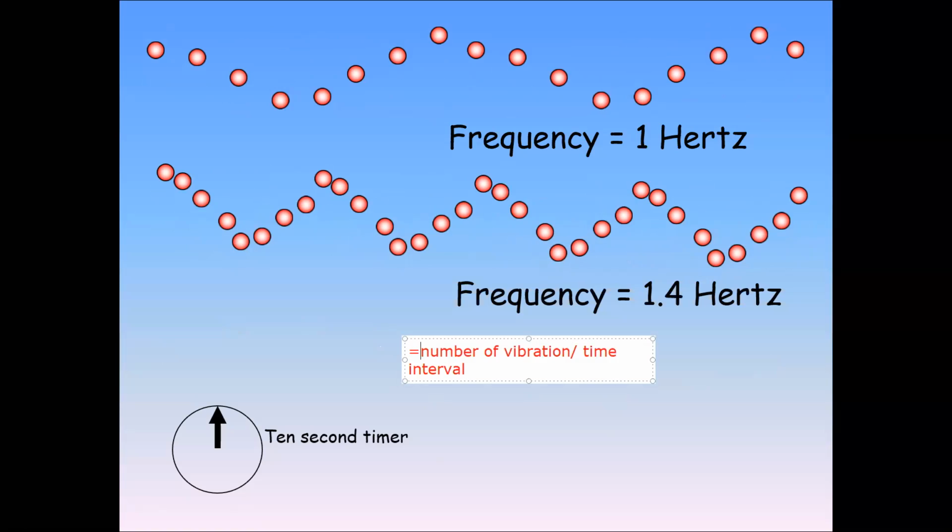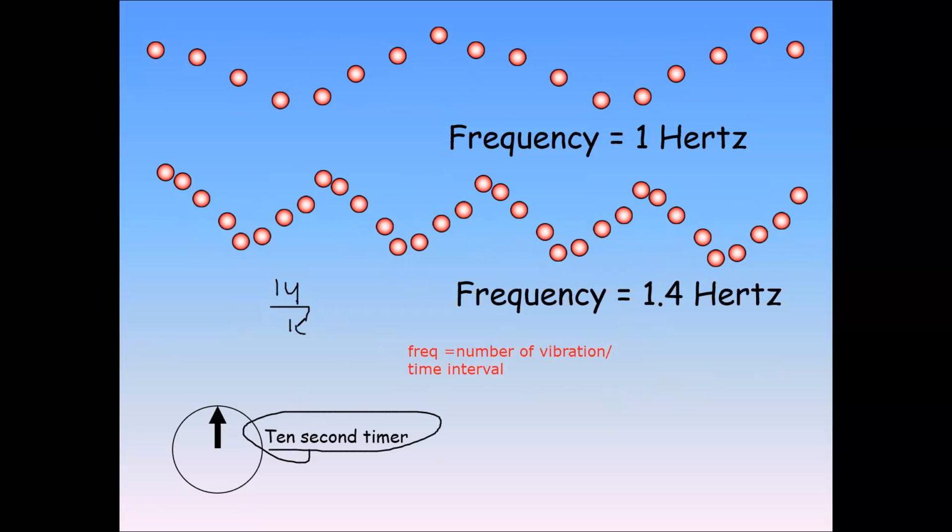You will get the frequency. So how many vibrations were there in this example? You were having 14 vibrations. And how much time? I took a 10-second timer. So 14 divided by 10, that's why it was equal to 1.4 hertz.